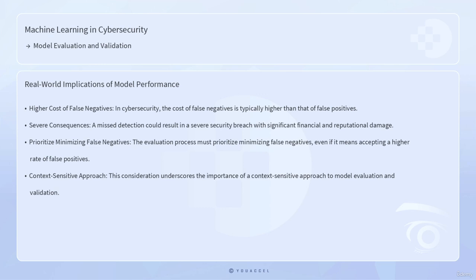Beyond these metrics, it is essential to consider the real-world implications of model performance. For example, in a cybersecurity context, the cost of false negatives is typically higher than that of false positives. A misdetection could result in a severe security breach with significant financial and reputational damage. Therefore, the evaluation process must prioritize minimizing false negatives, even if it means accepting a higher rate of false positives. This consideration underscores the importance of a context-sensitive approach to model evaluation and validation.